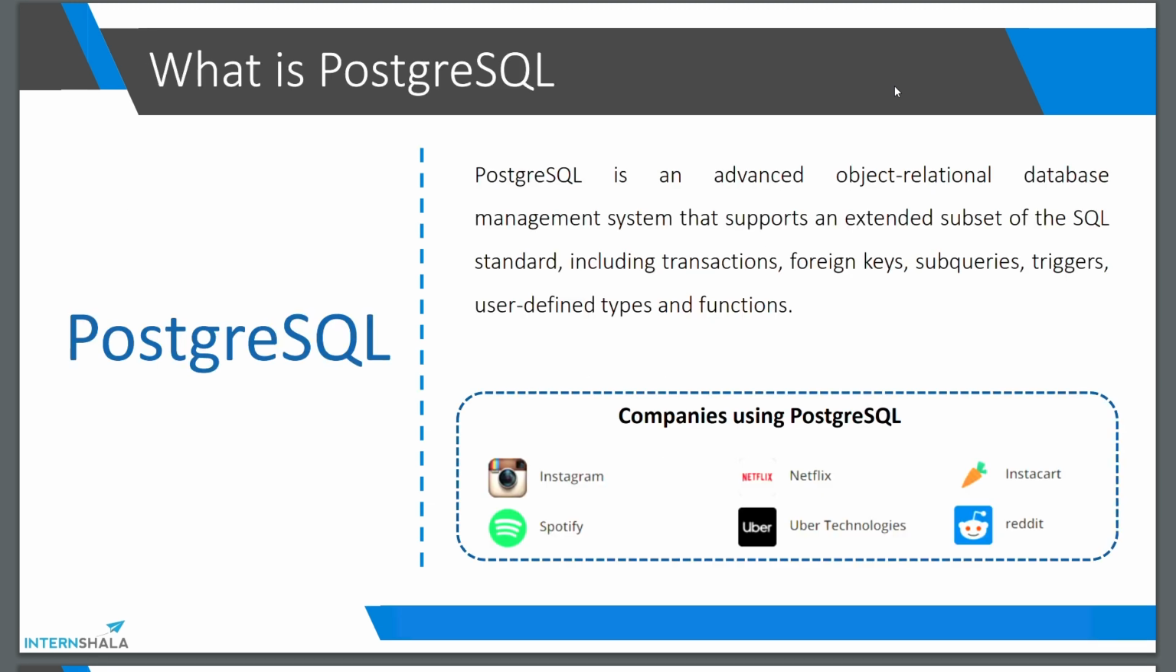Now this is PostgreSQL which we are going to learn, which is an advanced object relational database management system that supports an extended subset of SQL standard, including transactions, foreign keys, subqueries, triggers, user-defined types and functions. This PostgreSQL is used by many companies like Instagram, Netflix, Instacart, Spotify, Uber Technologies, Reddit. It is an advanced level of SQL.